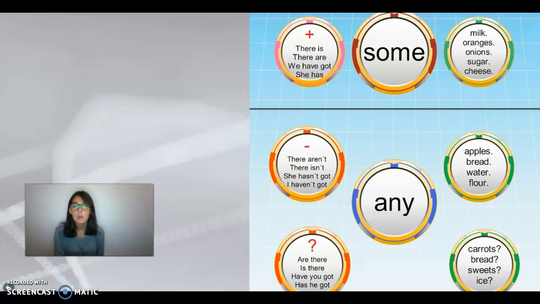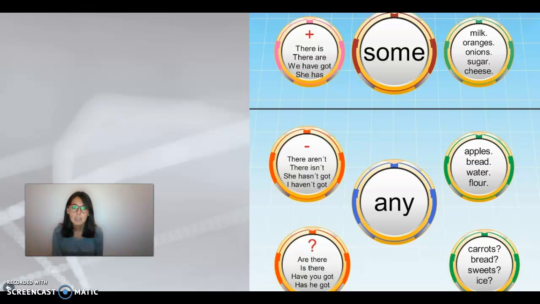Yeah. En el caso de oranges and onions, si tuviésemos 3 o 4, no es necesario utilizar some. Solo voy a decir el número, right? There are 3 oranges. There are 4 onions. I cannot say there are some 4 onions. No, that doesn't make sense, right?